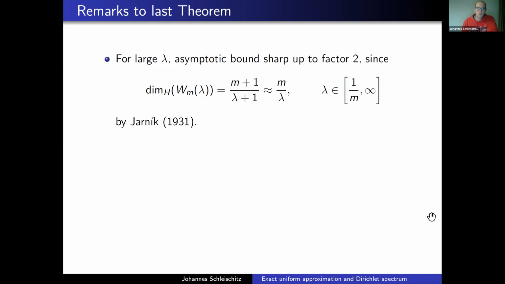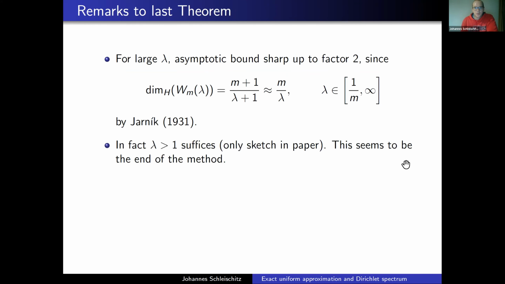And this is, up to a factor, not far from the truth, because Wm of lambda alone, this superset, has dimension roughly M over lambda, so I'm only differing by a factor 2. When I intersect. And in fact, the theorem is also true for lambda greater than 1, but in the paper I decided the proof is a bit messy, so I didn't want to do it too exactly. I just give a rough idea, but in fact lambda greater than 1 would also be enough for everything I said.